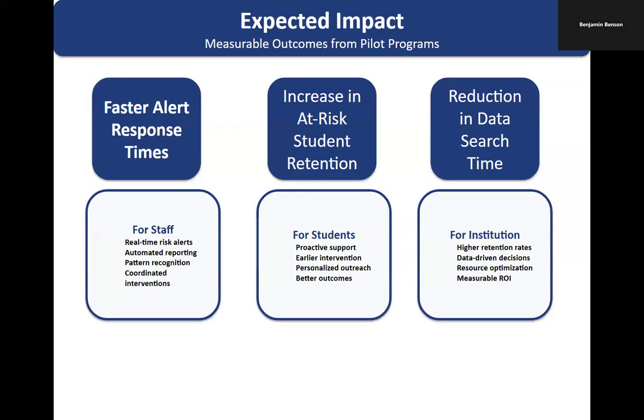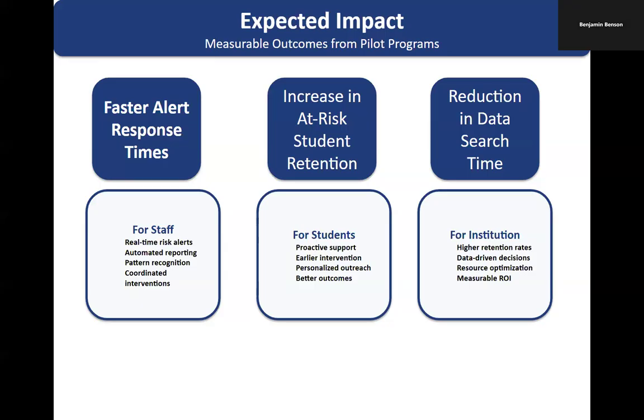So the overall expected impact would be faster alert response times for staff, students, and for the institution, and it would have the following benefits. It would increase at-risk student retention or just overall student retention, and it would have a reduction in data search time so people could spend more time actionalizing data rather than searching for it. So for staff, we could have automated reporting, and we could have coordinated interventions. Better risk alerts for students: they'd get the support they need. They would get it when they need it. They would get personalized outreach, and hopefully have better outcomes.